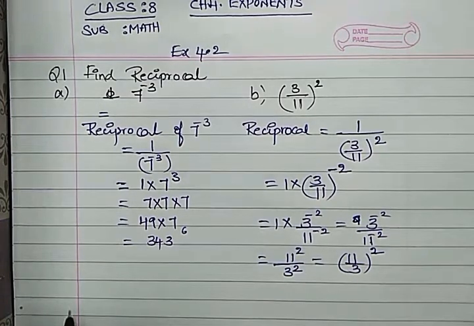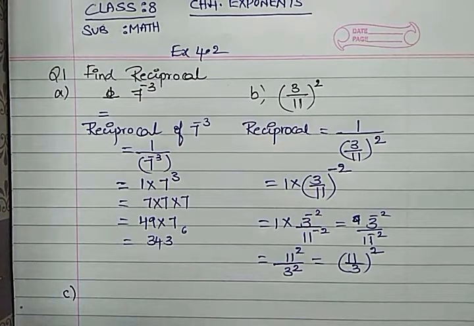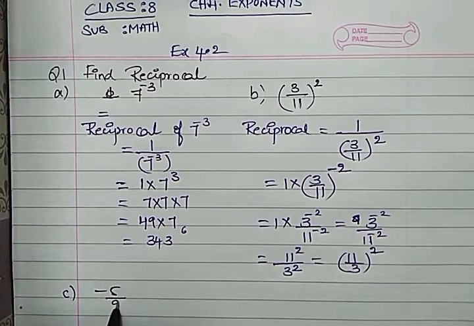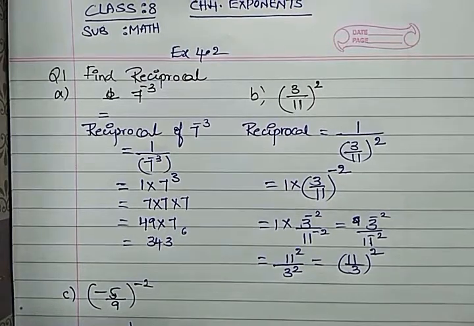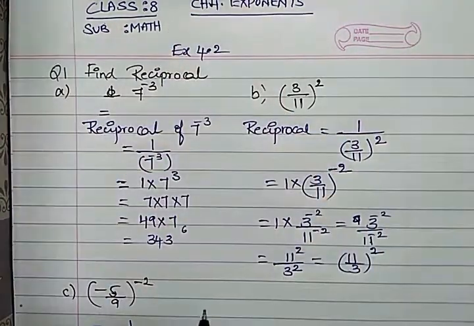Now the third one is minus 5 by 9 whole power minus 2. Okay, now we will write the reciprocal as 1 by minus 5 by 9 whole power minus 2. This whole term comes to the denominator. Next, here it is a negative sign. When it comes upside, 1 into minus 5 by 9 whole power plus 2.